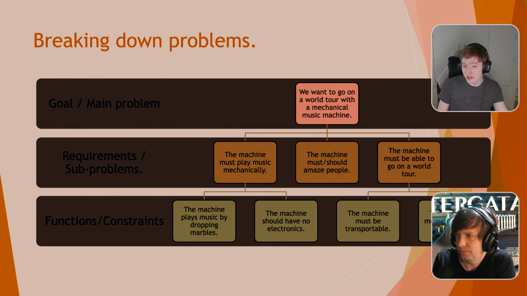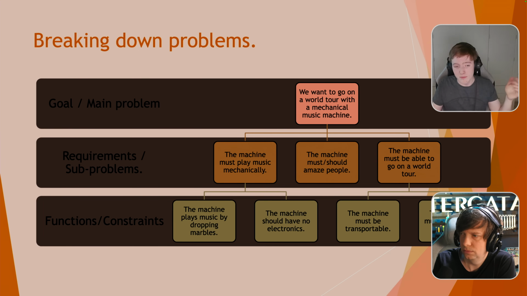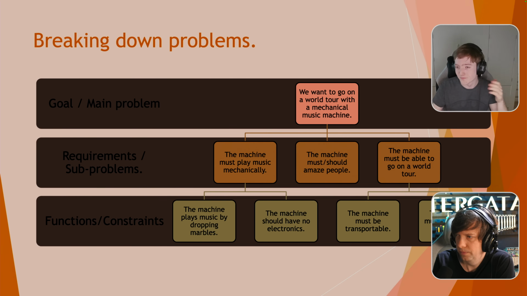Another sub-problem is that the machine must actually be able to go on a world tour. And I think that's a separate type of sub-problem to solve. And then again, if the machine must play mechanically, there are multiple ways to do that, right? You could do it by dropping marbles, or by using hammers, whatever. You can decide that this means it shouldn't have any electronics, but you can also say you want to have a motor in it, which is technically still mechanical, but not the same. So this is the very highest level, of course.